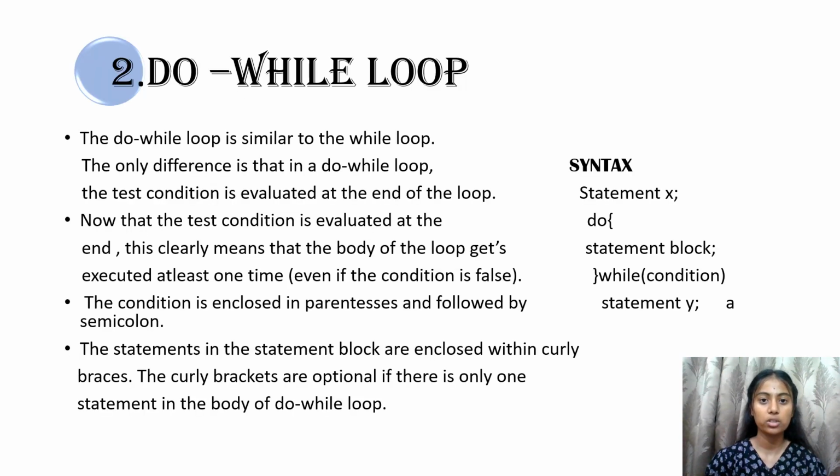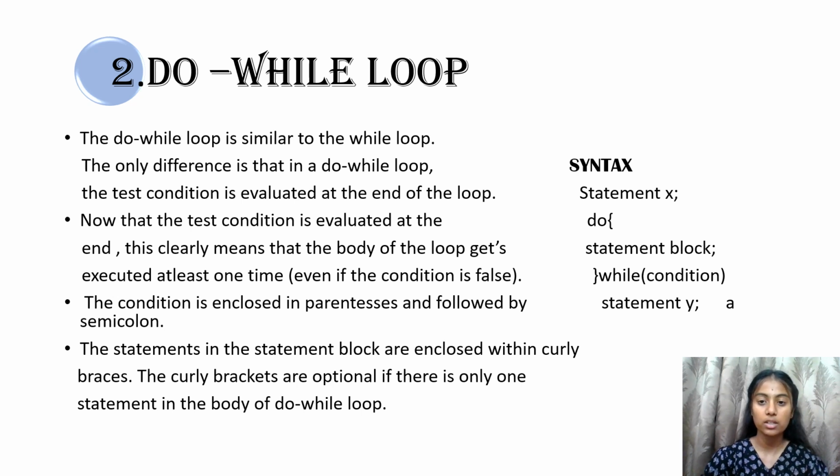Next, we will learn about the do while loop. The do while loop is similar to the while loop. The only difference is that in a do while loop, the test condition is evaluated at the end of the loop. Since the test condition is evaluated at the end, this clearly means that the body of the loop gets executed at least one time, even if the condition is false. The condition is enclosed in parentheses and followed by a semicolon. The statements in the statement block are enclosed within curly braces. The curly brackets are optional if there is only one statement in the body of the do while loop.